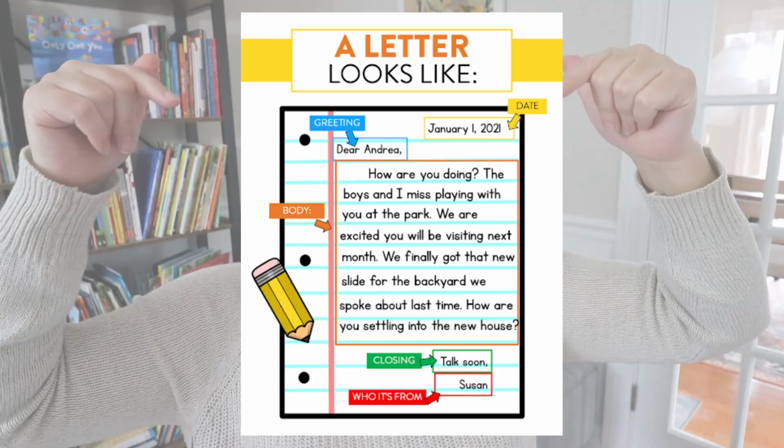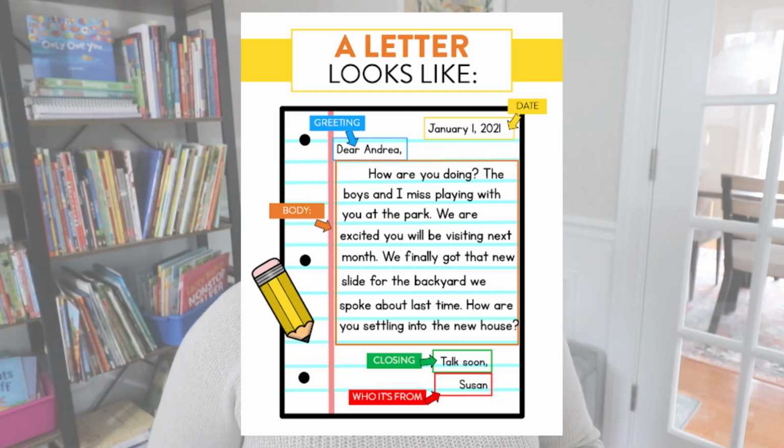To do this, I like to use an anchor chart like this one, where I point out the main parts of a letter, which include the date, a greeting, the body, the closing, and who it's from. Now in this anchor chart, you see only one way that you could write the date, one greeting, one closing. So what I like to do next is have students work together to do a parts of a letter sort.